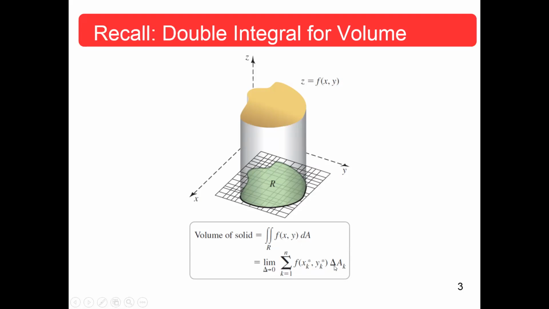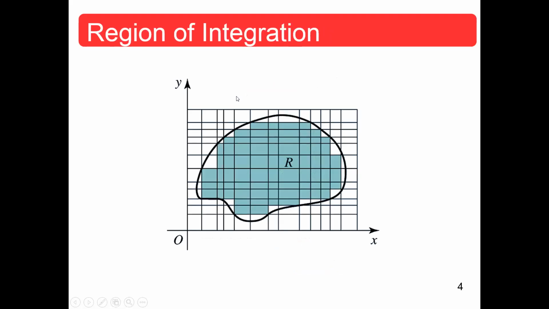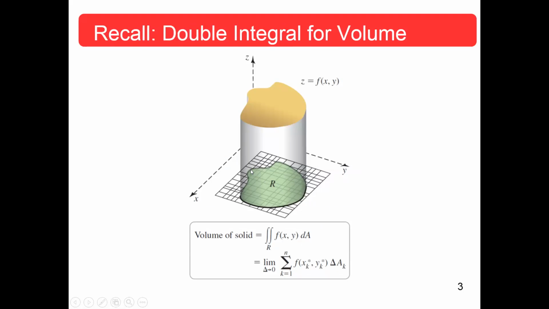Which is basically the limit of the Riemann sum, which is the function value for height times the differential of area, delta area. These are old materials that we know before with double integrals. The region of integration is what we are looking at in this section, focused on non-rectangular regions.